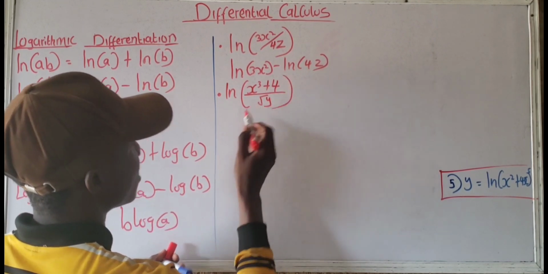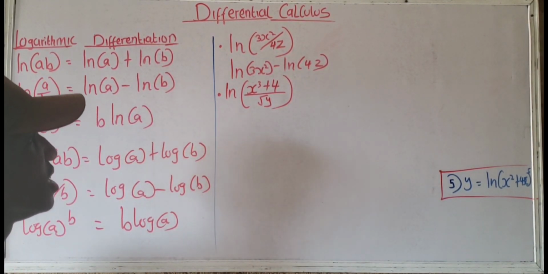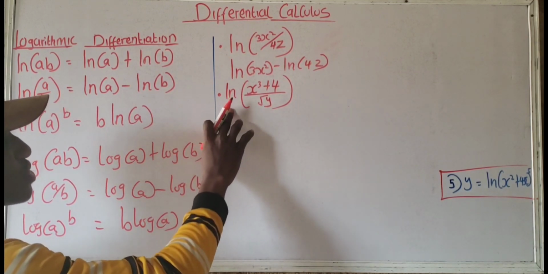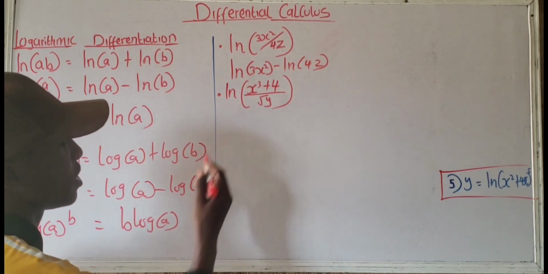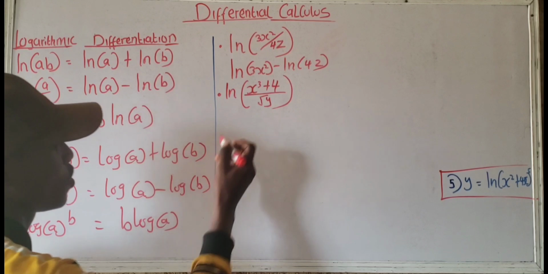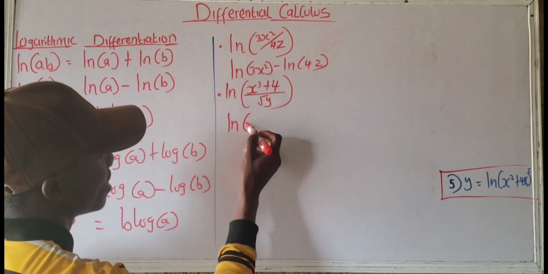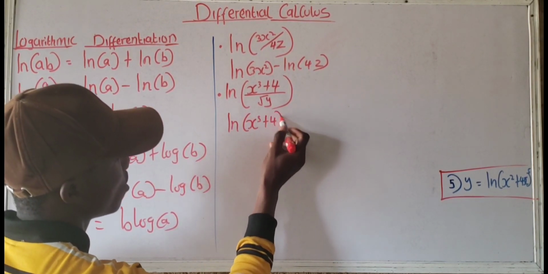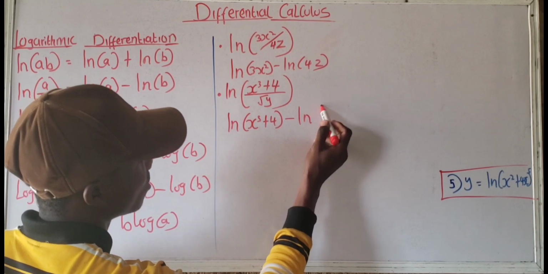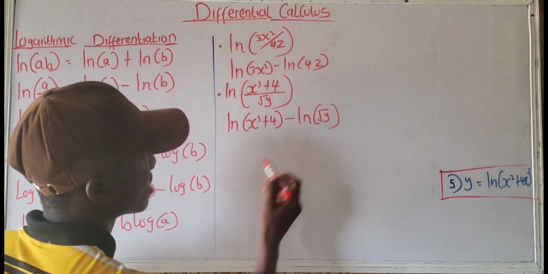Okay, now what will be the expansion of this? It's simple. You can see that we have the quotient of a log. And the quotient of the log is the difference of that log. So here I'm going to have the natural log of x cubed plus 4 minus the natural log of square root of y. You understand?